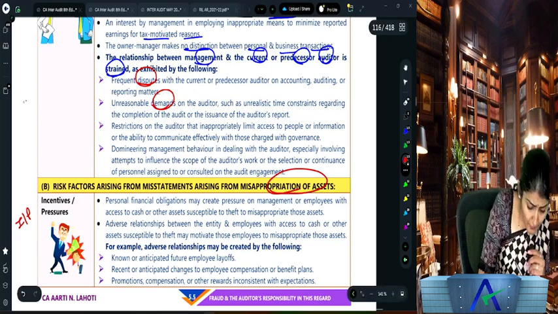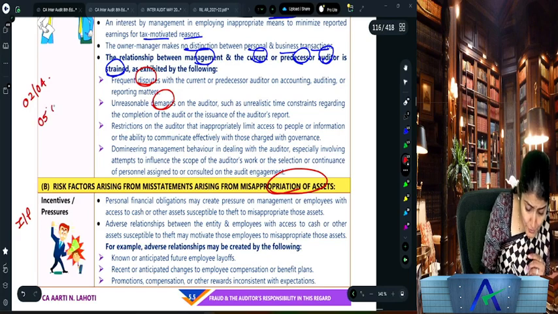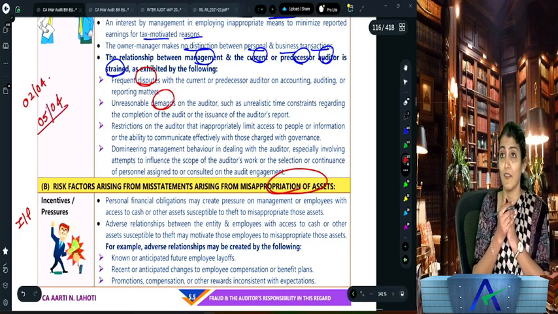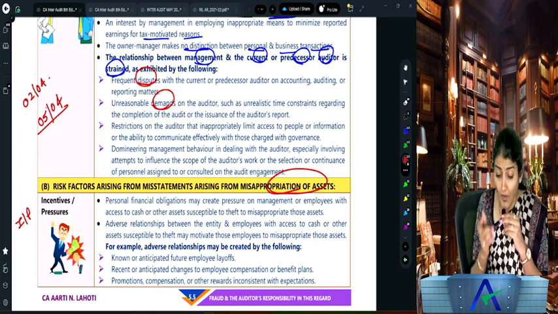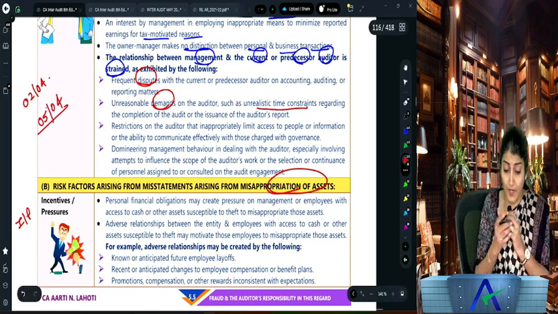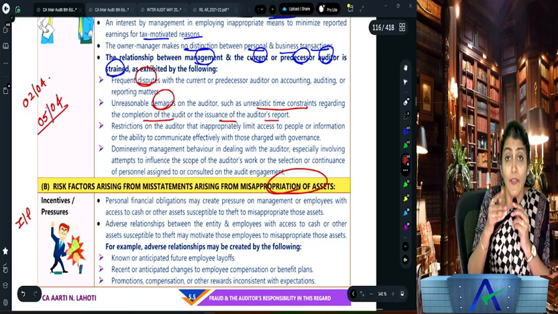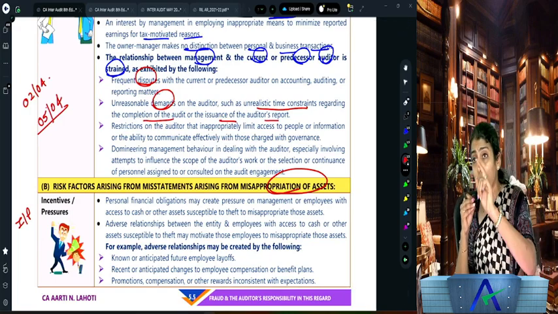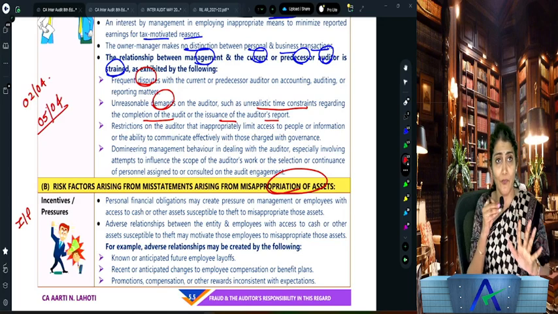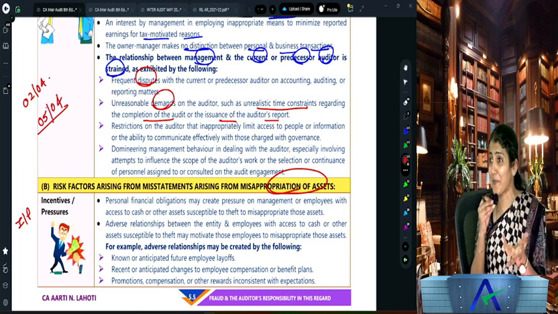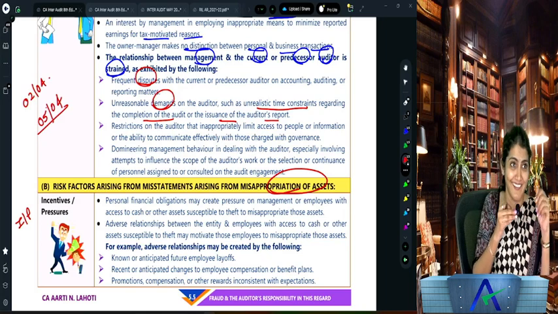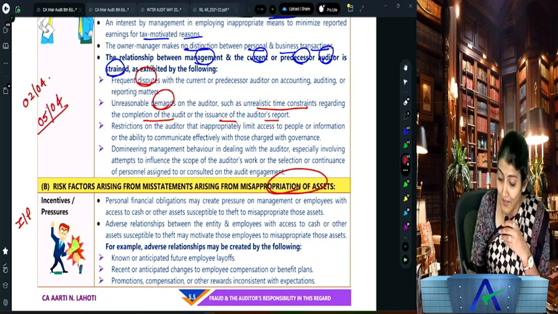Okay, auditor, you come for audit on 2nd April, on 5th April issue the report and run away. Unreasonable demand on the auditor. Unrealistic time constraints regarding the completion of the audit. They are saying, auditor, we will prepare the audit report and give it to you. You just sign. The auditor will say, my teacher taught me the audit report format. I want to use it somewhere. You understand? Right.